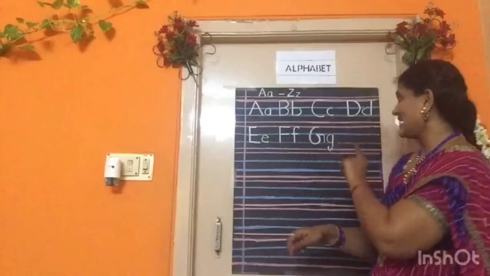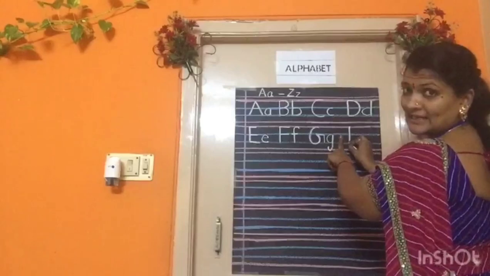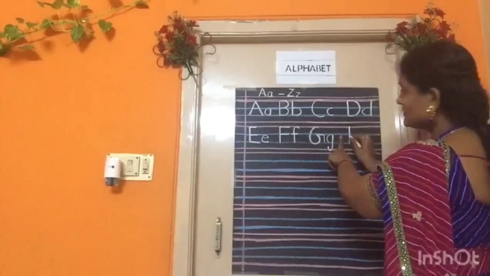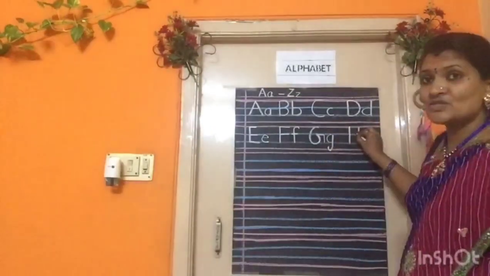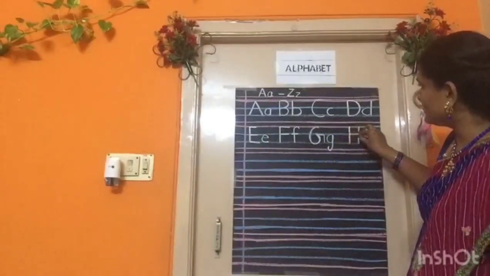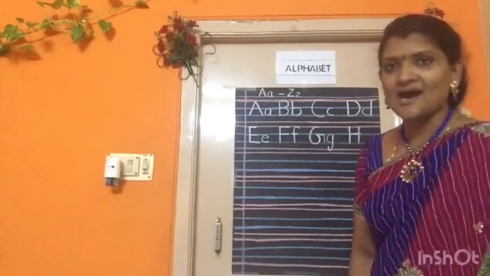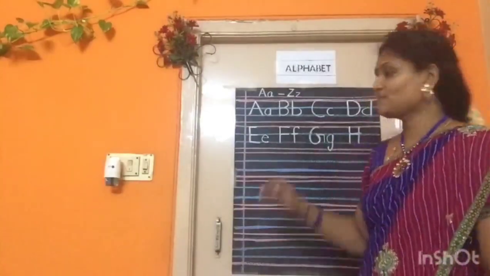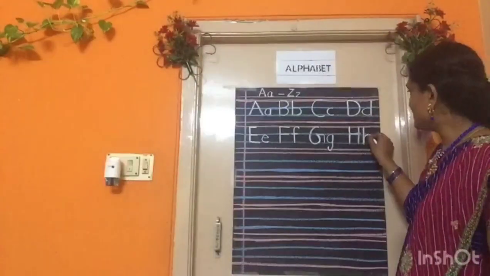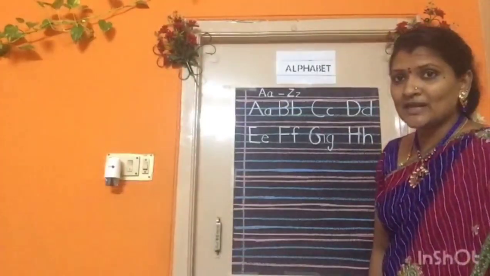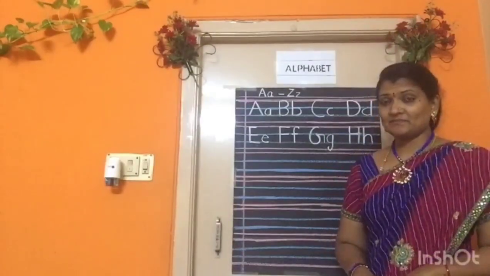Next comes H. Again finger space. Vertical line from pink line to blue line. One more, but giving some gap. One more vertical line from pink line to blue line. Then join these 2 vertical lines on the first blue line with a horizontal line. That is H. H says H. And the small h. Vertical line from pink line to blue line. Hump in between 2 blue lines. Capital H, small h.